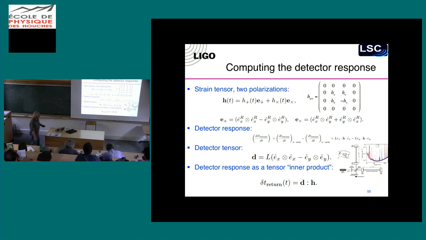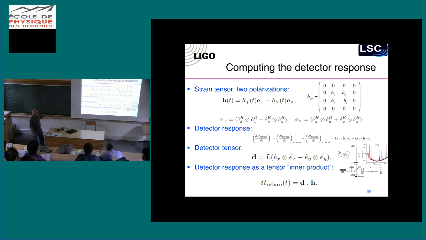You compute the detector response. I probably don't want to go through all these details here, but the strain can be written as a plus polarization time series times a tensor basis vector. The tensor basis vector for plus has a 1 here, a -1 here, and zeros everywhere else. The basis vector for cross has a 1 here, a 1 here, and zeros everywhere else. Okay, so these are tensors.